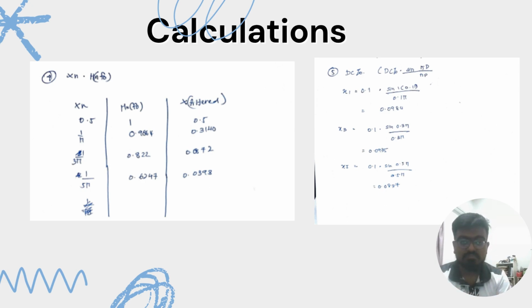For the next, task 5, we look at the duty cycle effect. For x1, since it's 10%, it's 0.1. So we change it into 0.1 times sinc(1 times 0.1) over 0.1 pi. The same goes for x3 and x5. So we get answers of 0.094, 0.0935, 0.837 respectively.